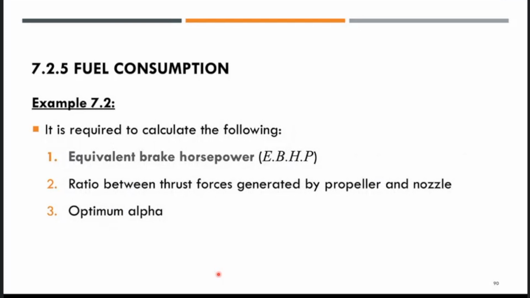What you need to find, basically it is required to calculate the following. One is that you have to find the equivalent brake horsepower, EBHP. And then you have to find the ratio between the thrust forces generated by the propeller and the nozzle. And finally, finding the optimum alpha.